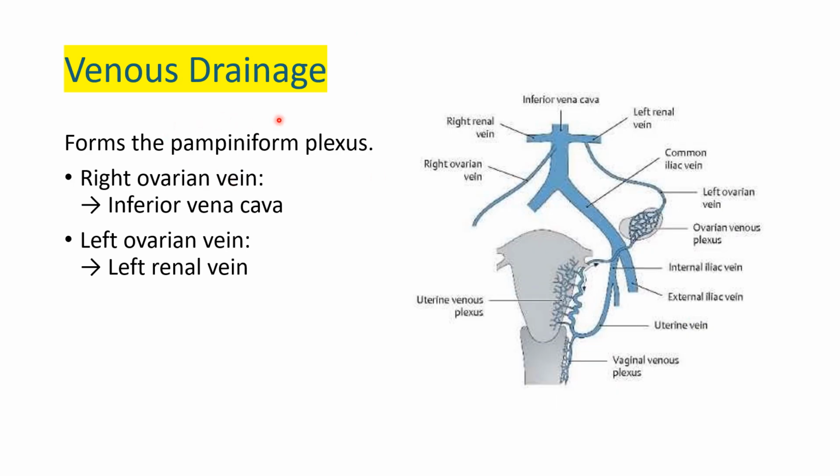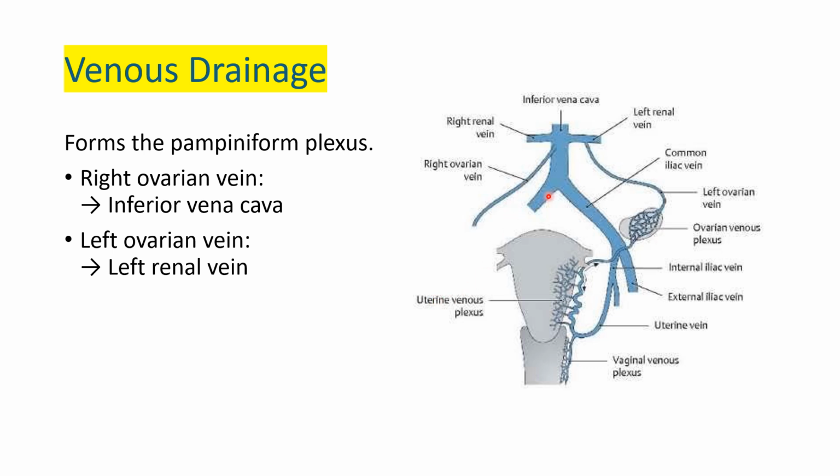So the venous drainage of the ovary forms the pampiniform plexus. The right ovarian vein drains into the inferior vena cava. Then the left ovarian vein drains into the left renal vein. So you can see they drain differently. We are saying that the right ovarian vein drains into the inferior vena cava, whereas the left ovarian vein now drains into the left renal vein.